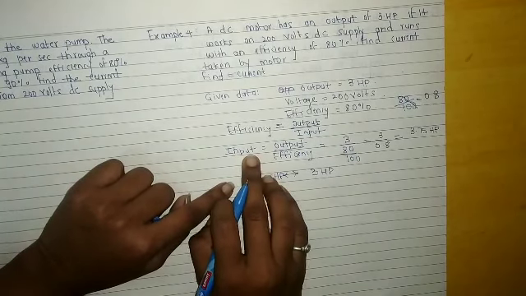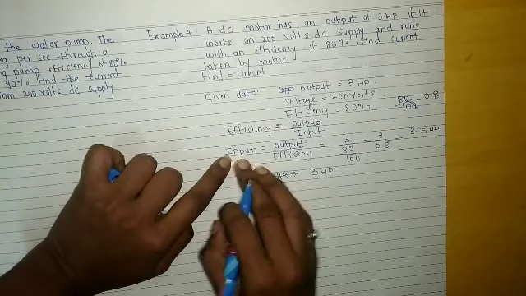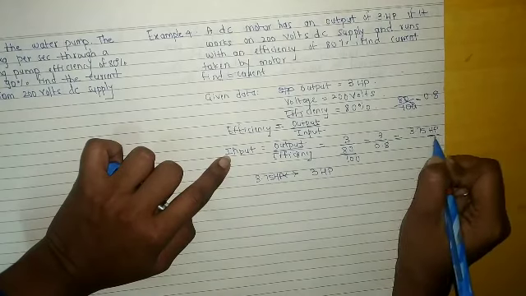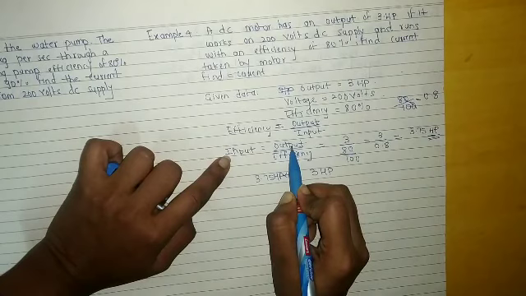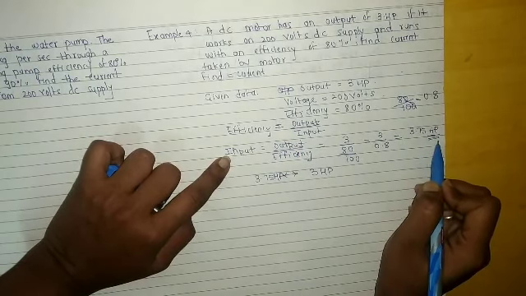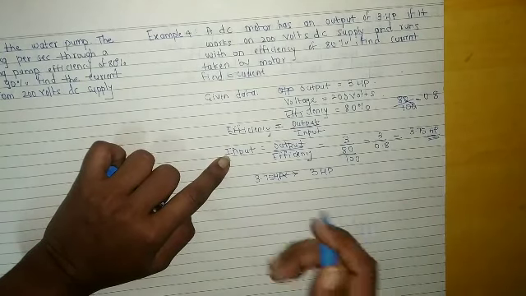But the motor's input power must be expressed in watts, and we have calculated it in HP, because the output power was given in HP. So our calculated input power is in HP. Now we have to convert this HP into watts. We have seen how to convert it.